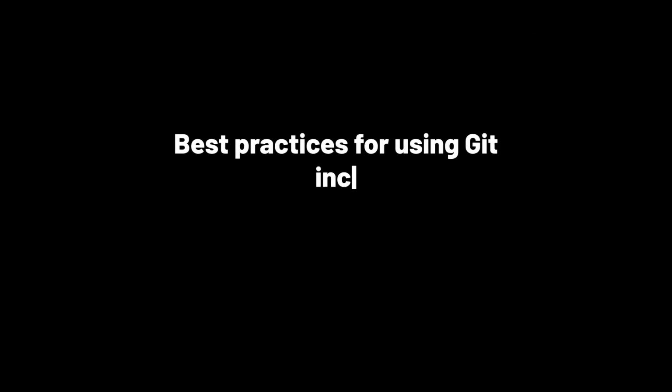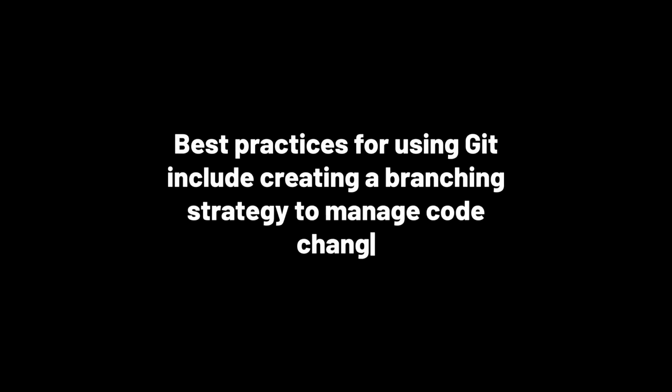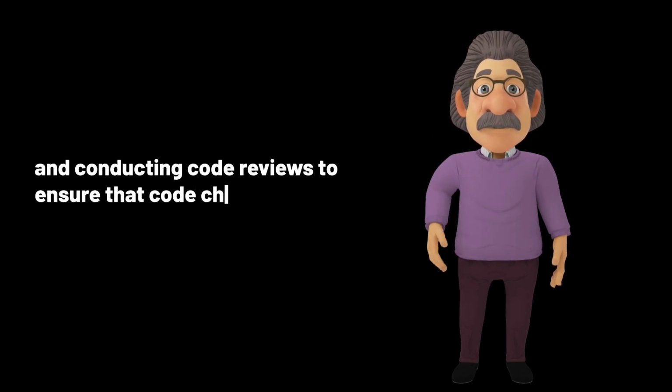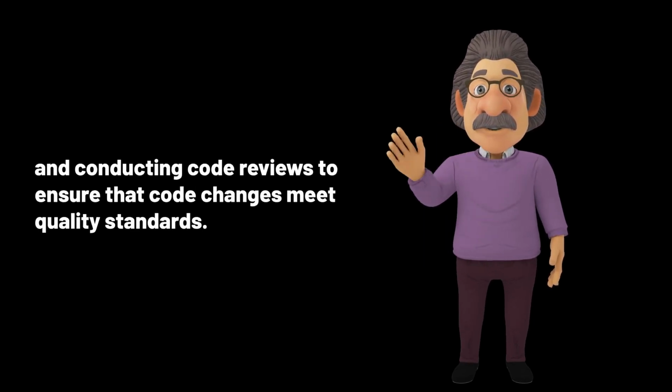Best practices for using Git include creating a branching strategy to manage code changes, committing changes frequently, and conducting code reviews to ensure that code changes meet quality standards.